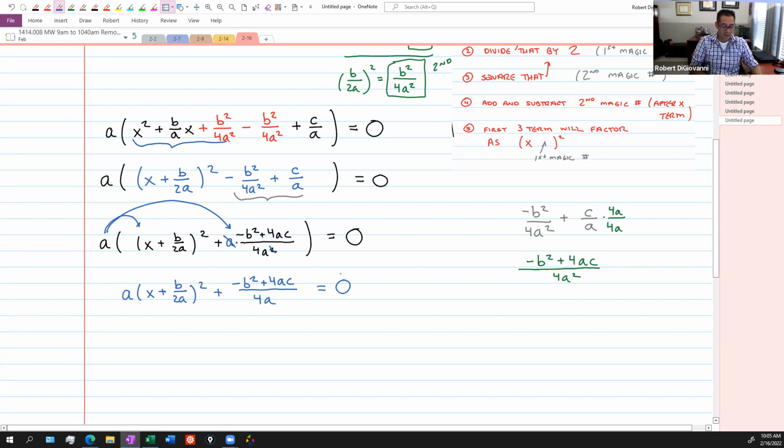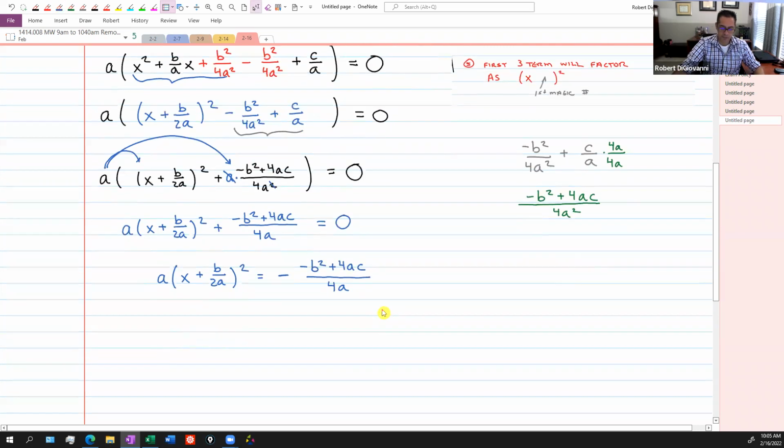We're getting close. I'm going to move all of this to the other side. So I get a times x plus b over 2a, squared, equals negative, because it went to the other side, negative b squared plus 4ac over, we just have 4a on the bottom now. Y'all still following this? Next thing I'm going to do, this negative sign out front, I'm going to push it through the top as a negative 1. So it's going to turn that positive and that negative.